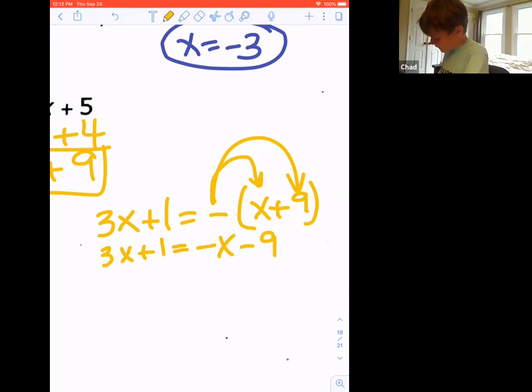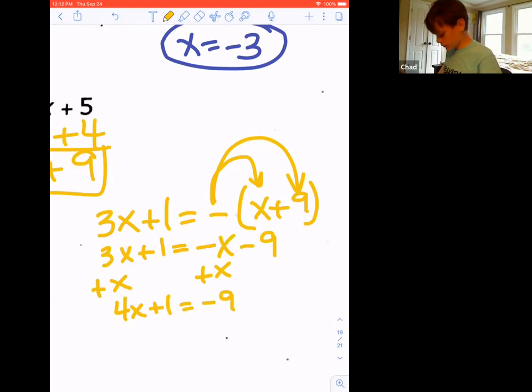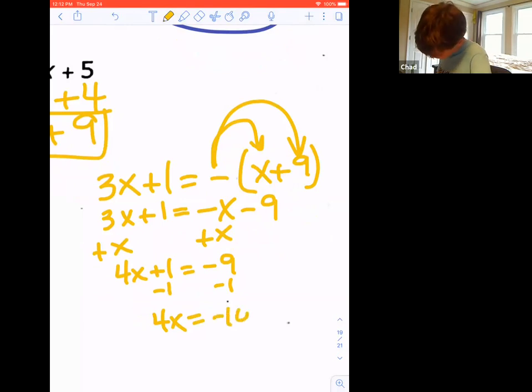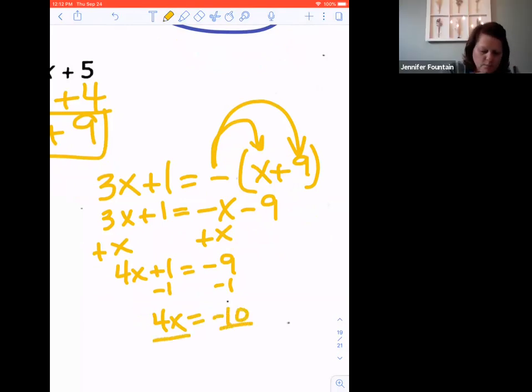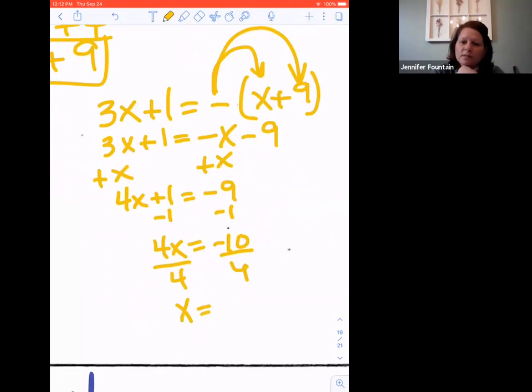Now you got to add a negative x to 3x. Good, so I'm going to add x to each side. So now I have 4x plus 1 equals negative 9. And then what? Then you got to subtract 1 from negative 9. Good, so 4x is equal to? It's negative 10. Negative 10, good. Next step? Divide both by 4. So now I have x is equal to negative 10/4, but I can reduce that. Is it negative 5 over 2? Negative 5 over 2, exactly.